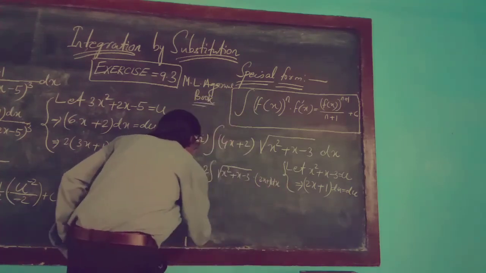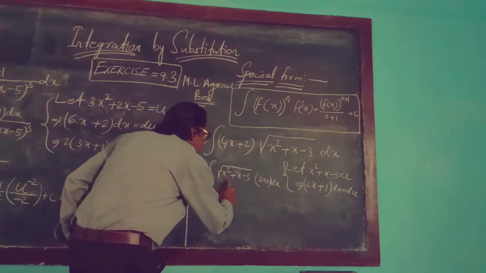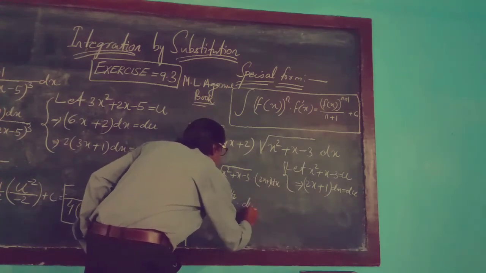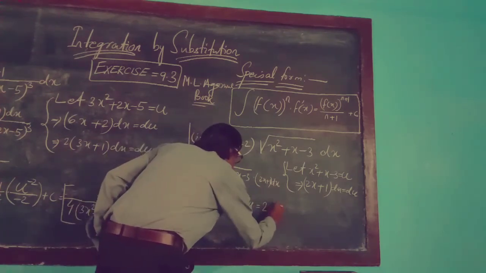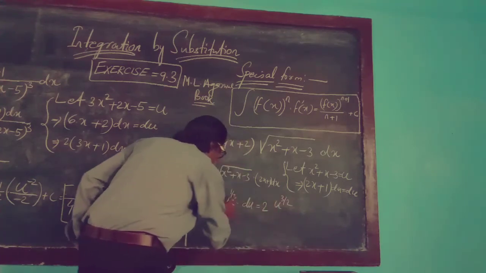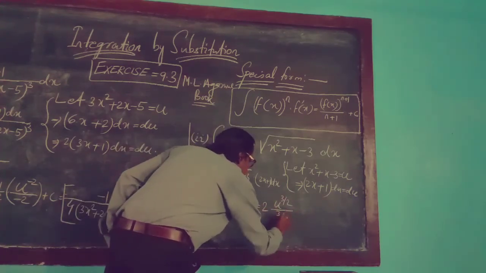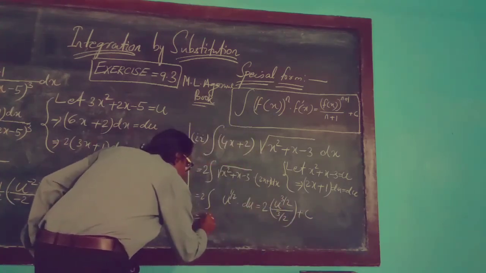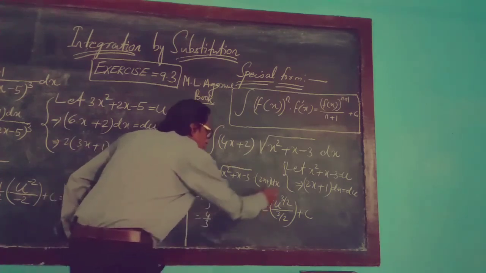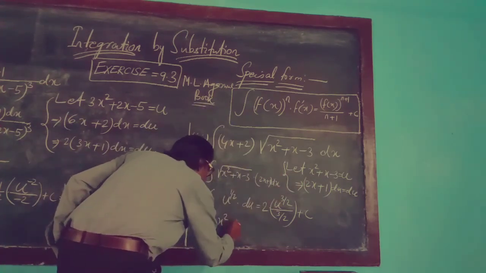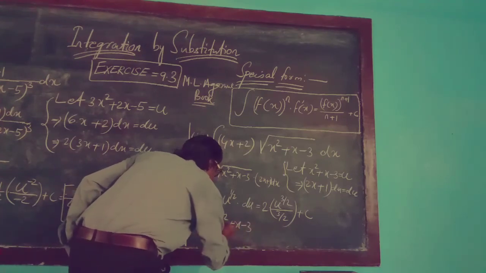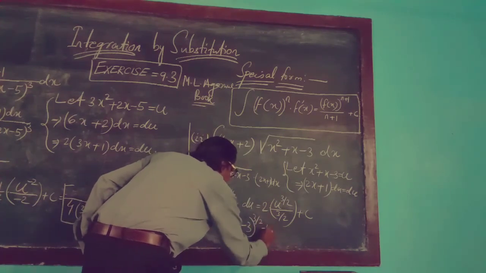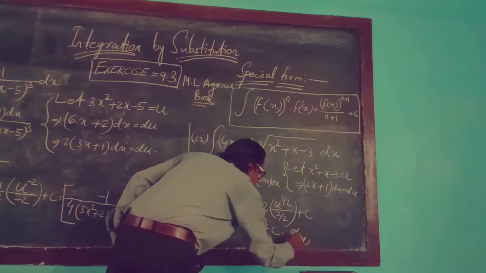Now see here. This one is nothing but u to the power half, root over, and this is du. The final answer will be 2 into u to the power 3 by 2, that is 1 by 2 plus 1, divided by 3 by 2, plus constant. 2 divided by 3 by 2 will be 4 by 3. What is u? This is x square plus x minus 3, to the power 3 by 2, plus constant. This is the answer of number 3 second part.